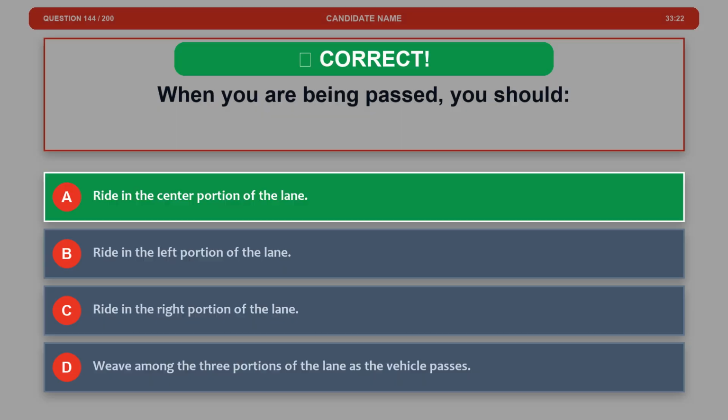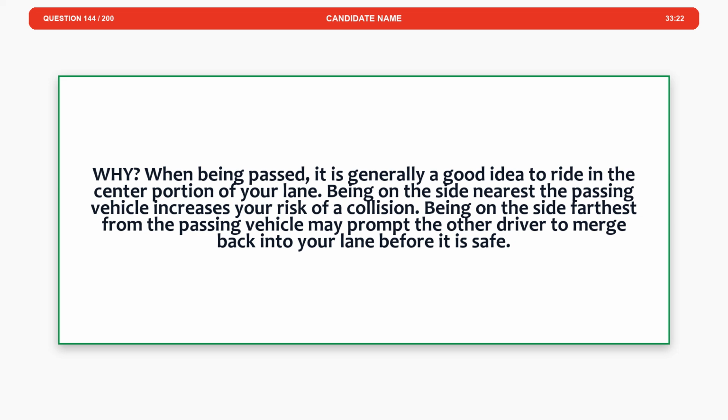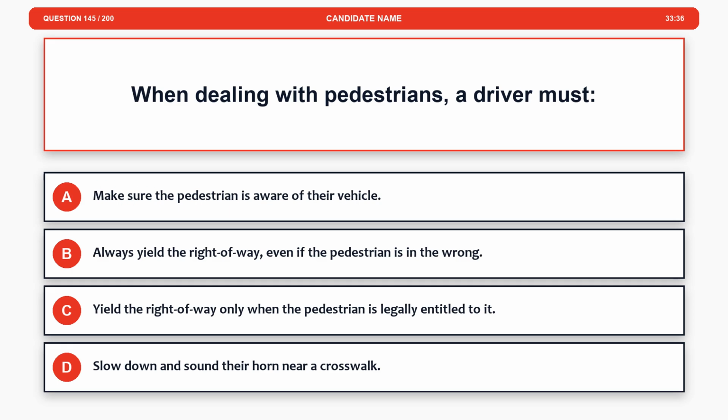The correct answer is option A, ride in the center portion of the lane. Explanation. When being passed, it is generally a good idea to ride in the center portion of your lane. Being on the side nearest the passing vehicle increases your risk of a collision. Being on the side farthest from the passing vehicle may prompt the other driver to merge back into your lane before it is safe.